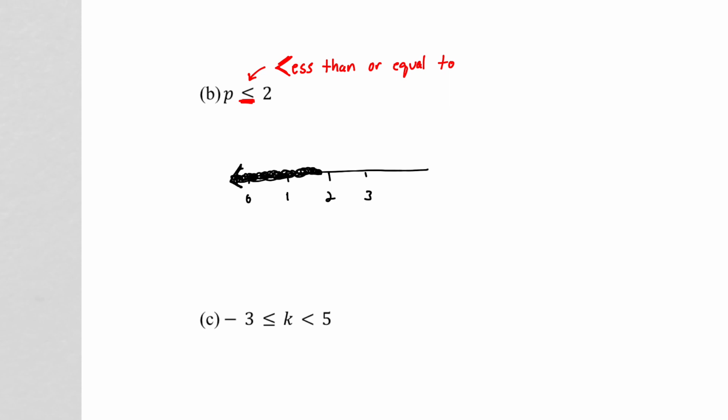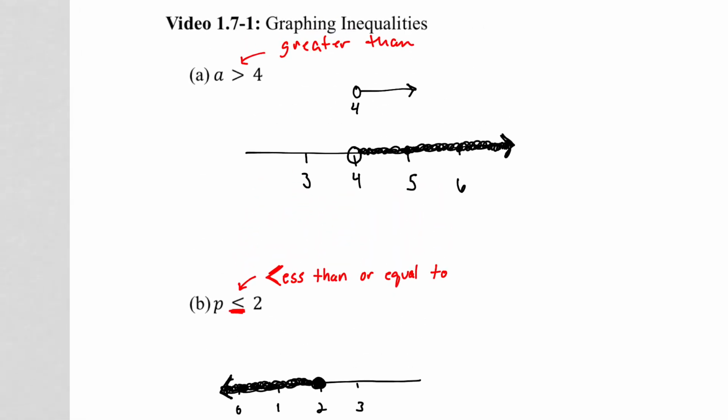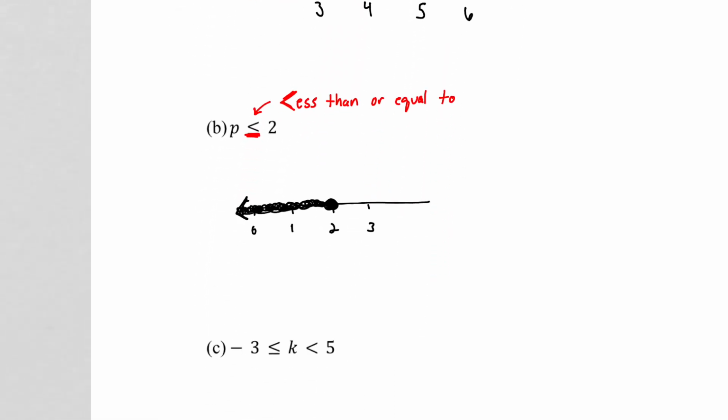This time it includes 2 because it's equal to that. So I'm going to put a closed point on 2. So when it's equal, it is a closed point. When it is not equal to, as in part A, it is an open point.